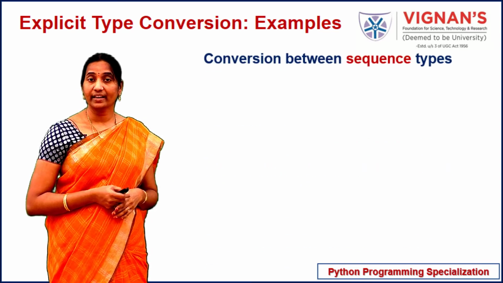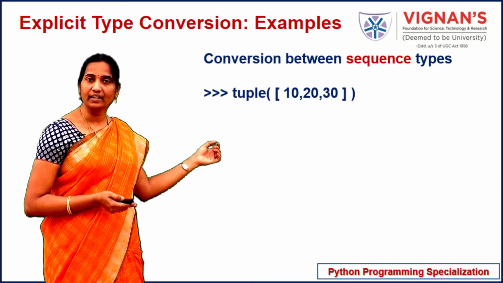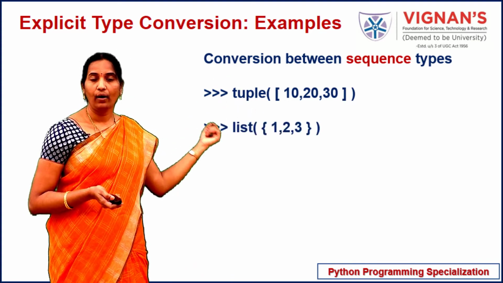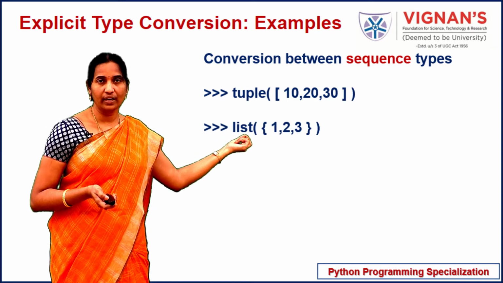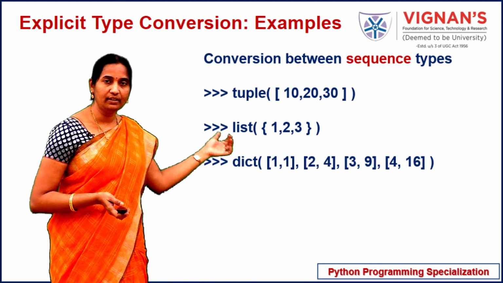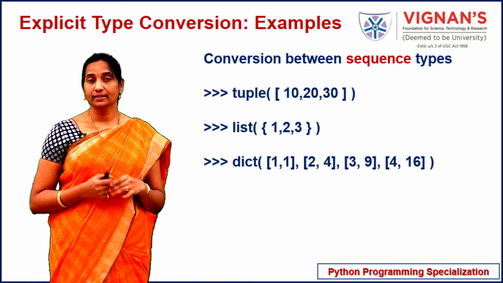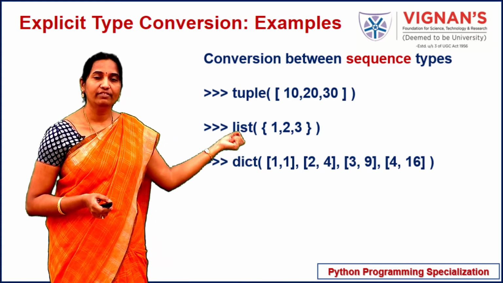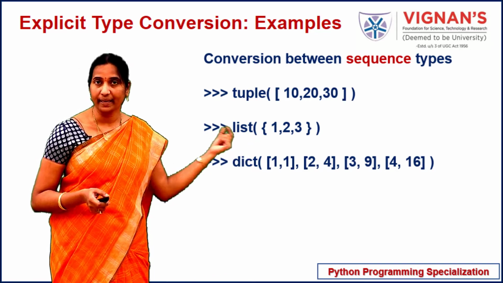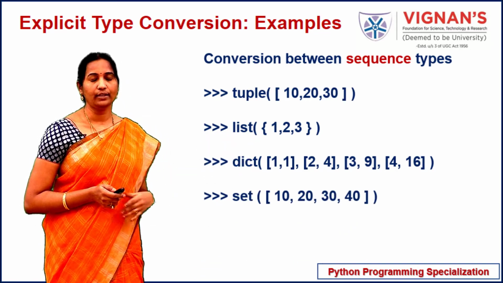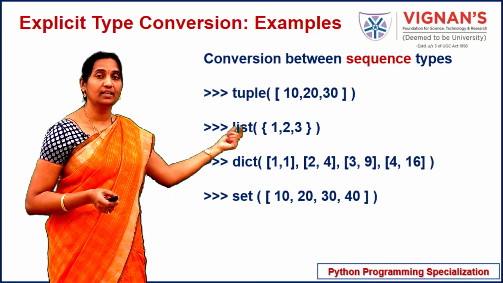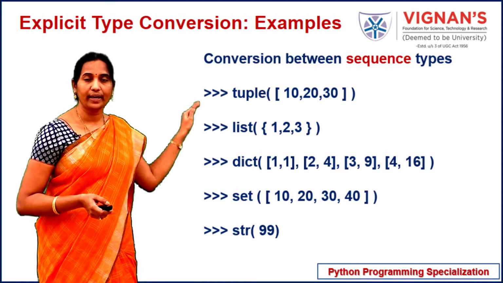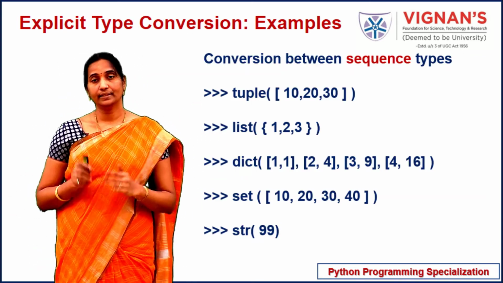Now let's see how we can convert the sequence data types. You can convert a list to the tuple type by passing that list to the tuple method. Now I am trying to convert the set {1, 2, 3} to the list type. You can even convert a collection of elements to the dict type, but in this case dictionary is a mapping type. Every element in a dict type must be a pair. That's how every element you are passing in the collection must be a pair. So here I am trying to convert a list to the set type by passing the list to the set method. I am trying to convert the integer 99 to a string. So that's how you can convert one type of sequence data to the other type of sequence data.